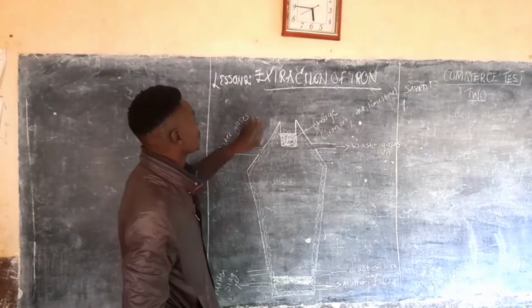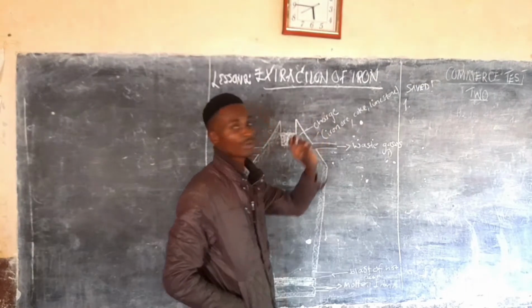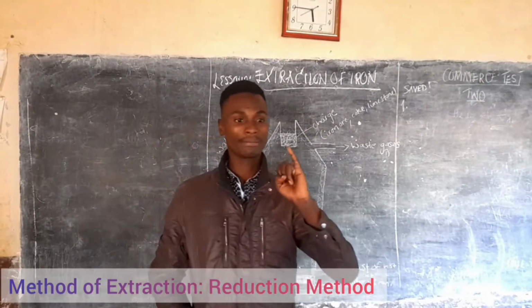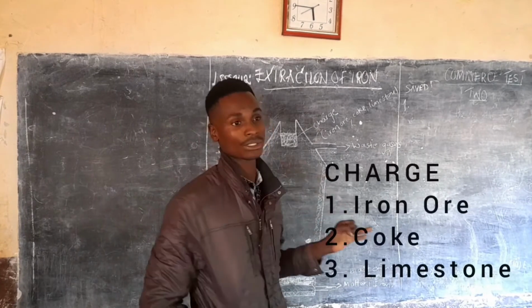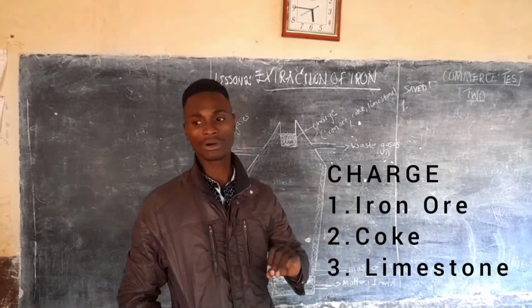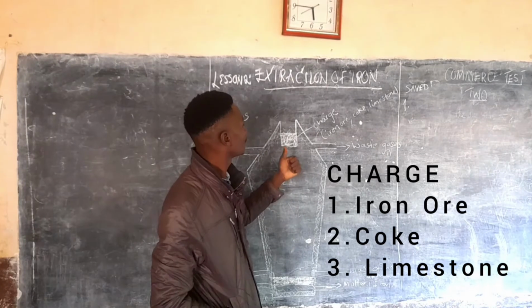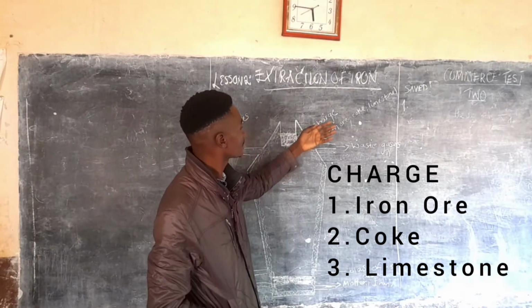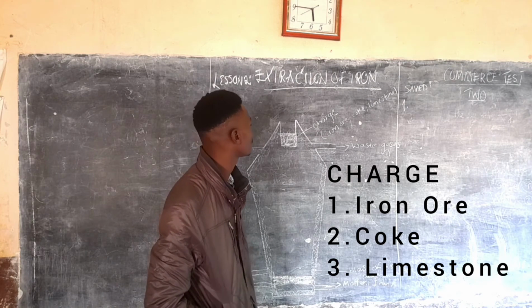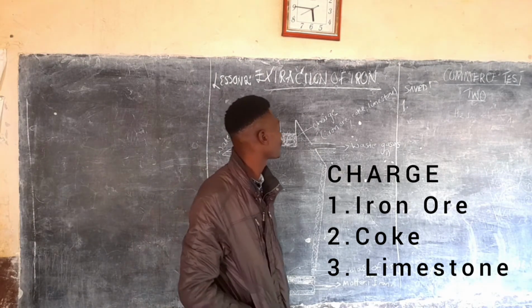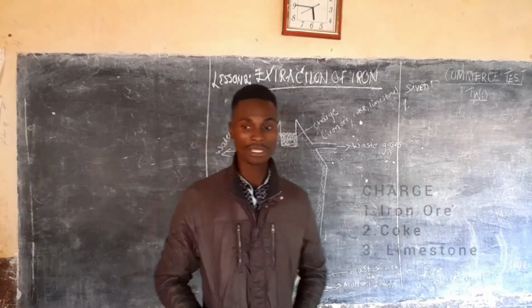Therefore, in order to extract the iron, what you need to understand, number one, is the method of extraction. Secondly, the charge. You need to also know what makes up the charge. And then the other thing that you need to know is the role of each material in the blast furnace.